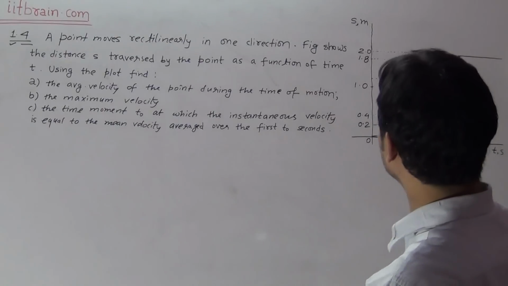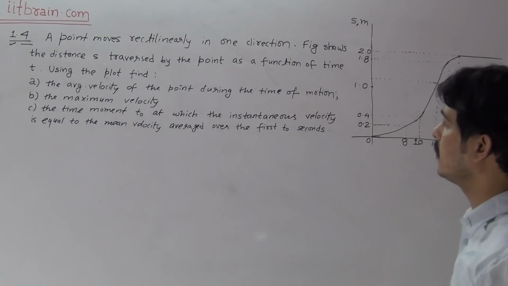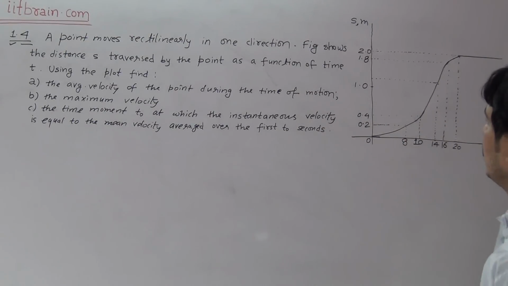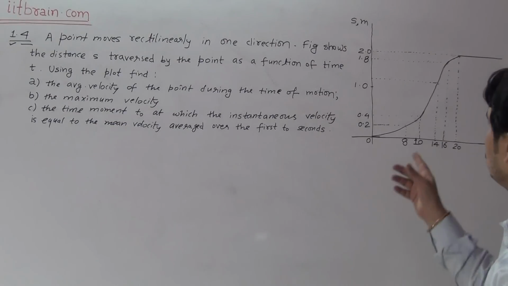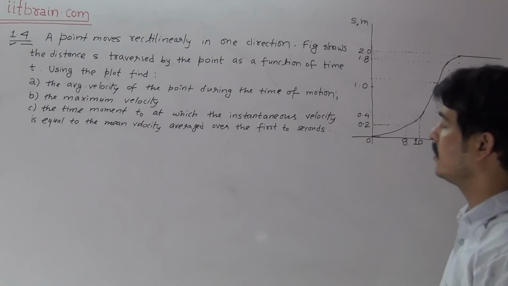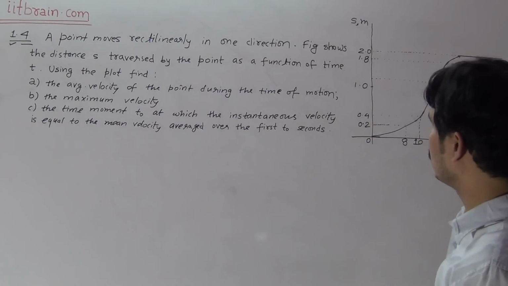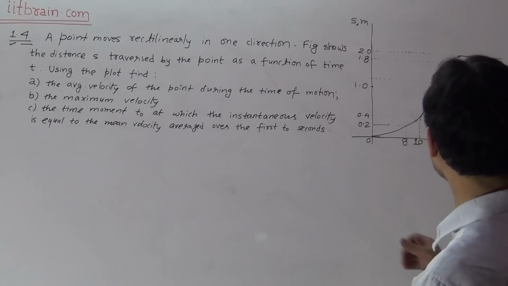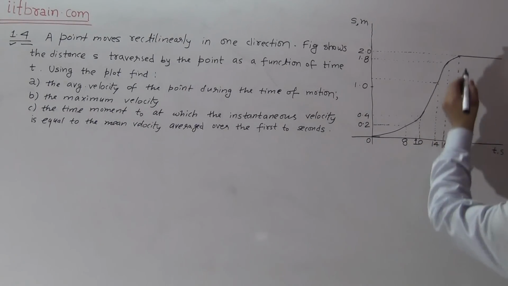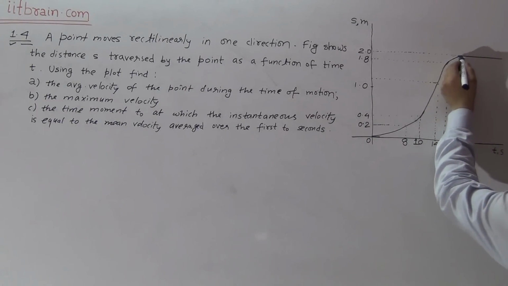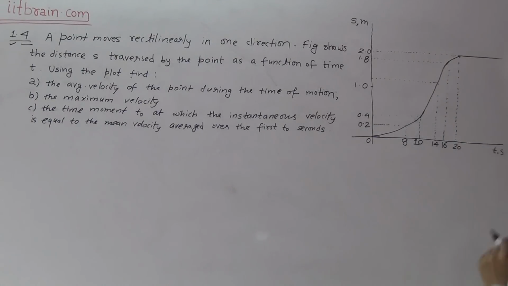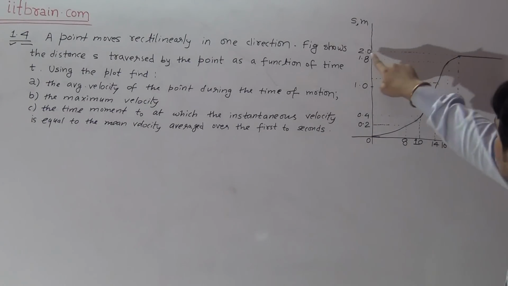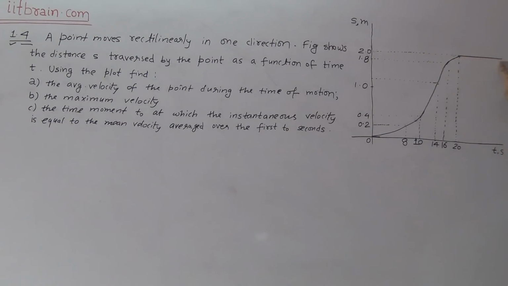A point moves rectilinearly in one direction. A figure shows the distance s traveled by the point as a function of time t. Using the plot, find, first question, the average velocity of the point during the time of motion. During the time of motion means up to 20 seconds, because after 20 seconds the particle will be at rest. After 20 seconds the particle is fixed at a constant position of 2 meters.